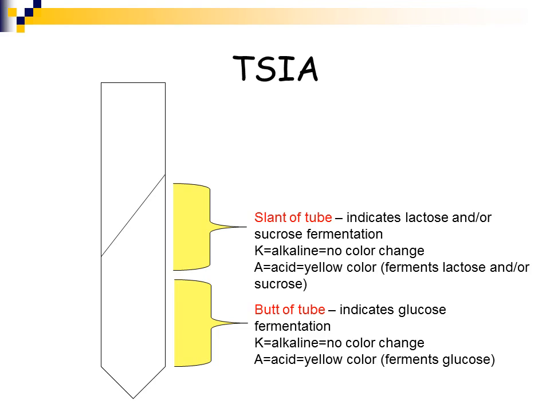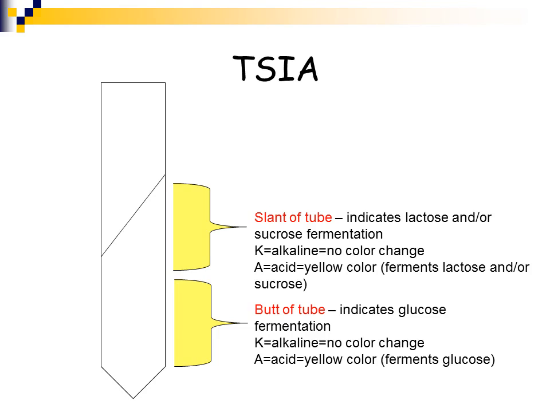So you always want to keep your tube caps very loose, and also you want that oxygen to be able to get into the tube. So in general, for triple sugar iron agar, you have the butt or the bottom of the tube, and then you have the slant or the top of the tube.